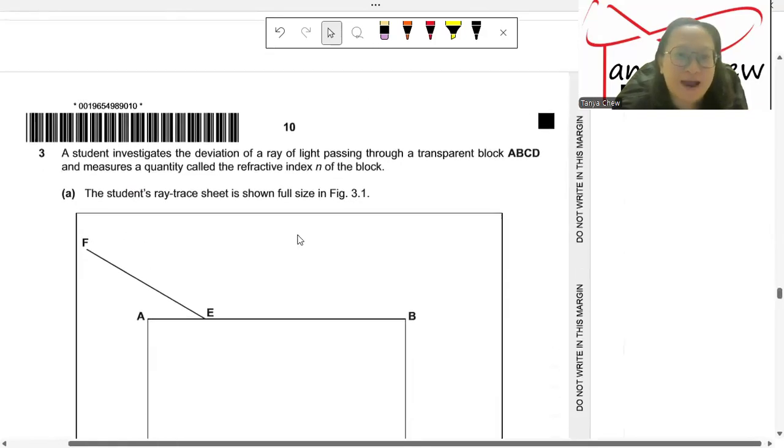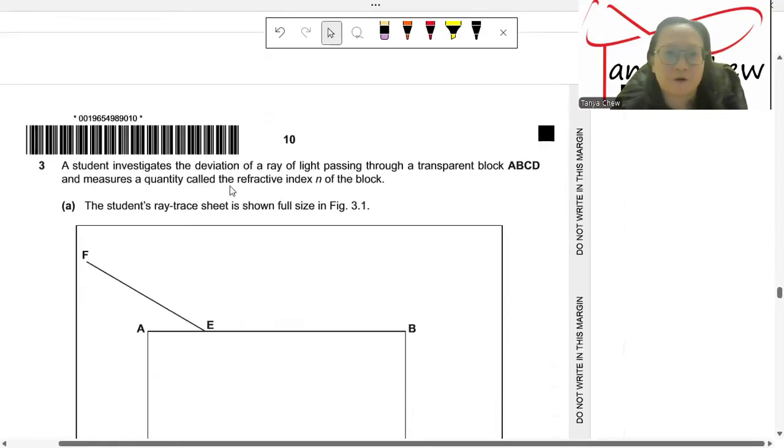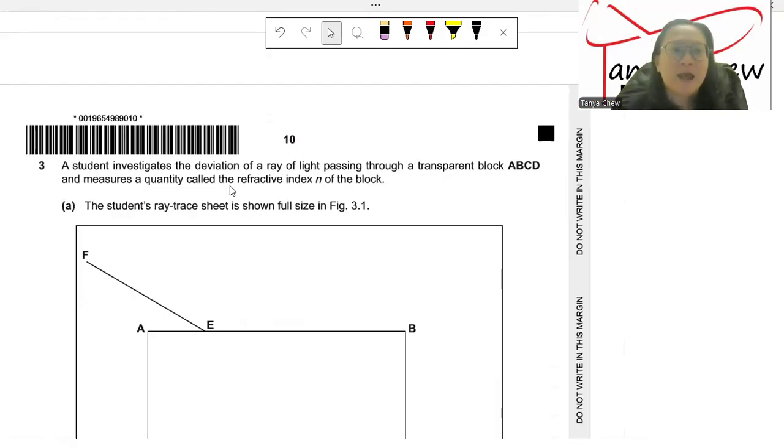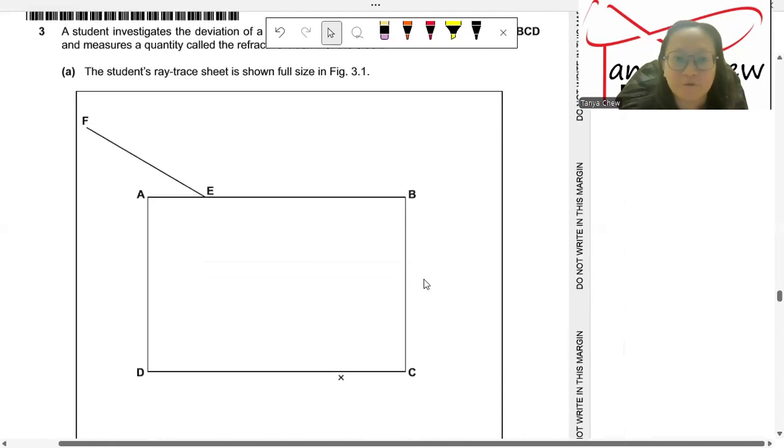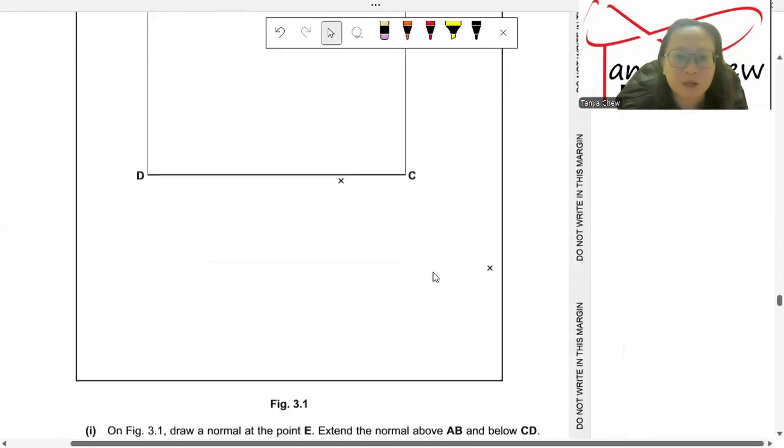Question number 3. A student investigates the deviation of a ray of light passing through a transparent block ABCD and measures a quantity called the refractive index N of the block. A, the student's ray trace sheet is shown full size in Fig 3.1.